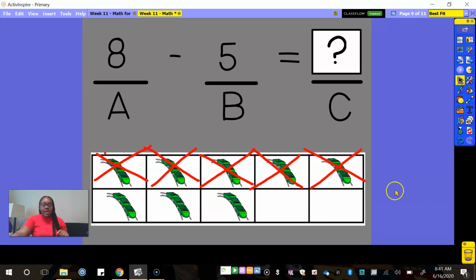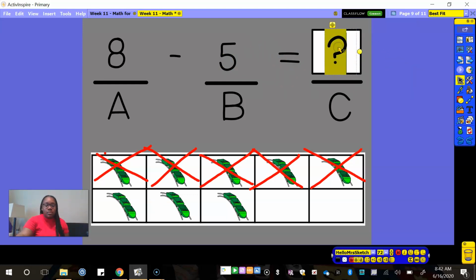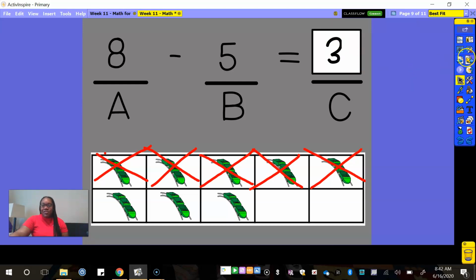So let's try this again. Let's count again. 1, 2, 3. Stop. So I counted 3, and we were trying to figure out how many were left. So 8 minus 5 equals 3. Good job, guys. All right, let's look at another one.